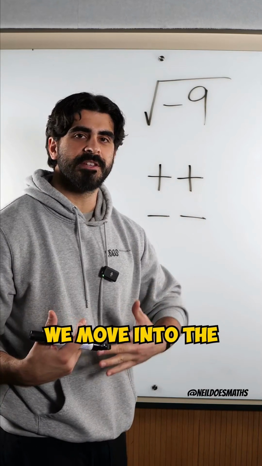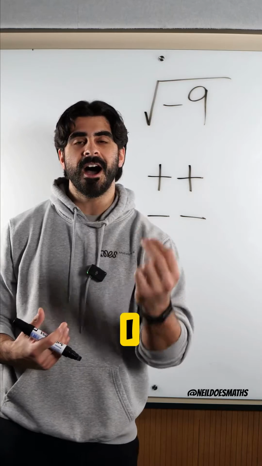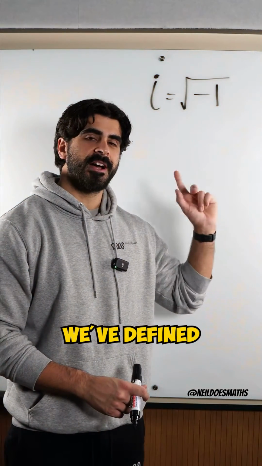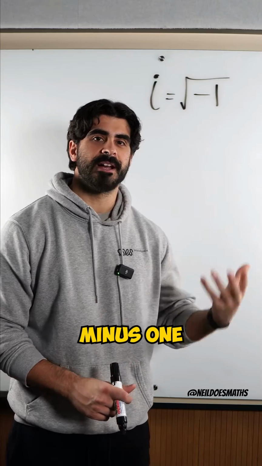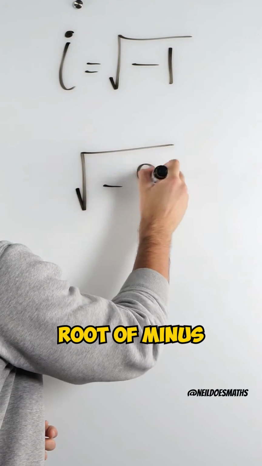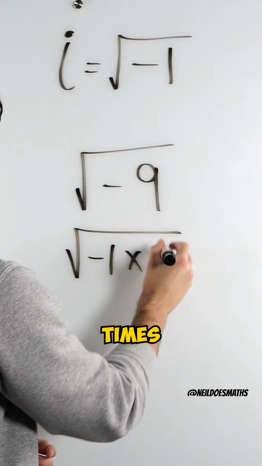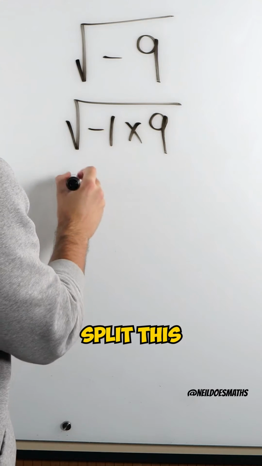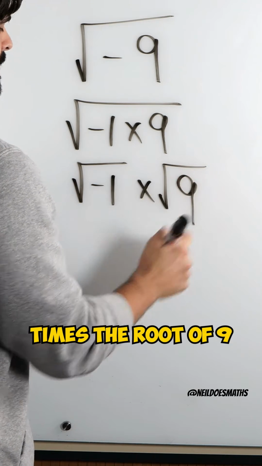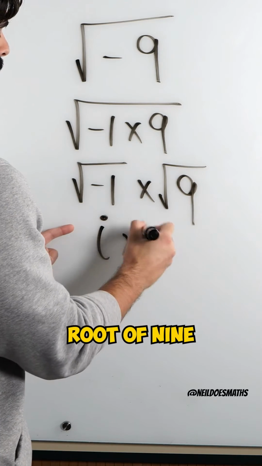Well, this is where we move into the complex domain and we introduce a letter i, which equals the root of minus 1. And now that we've defined this constant i as being the root of minus 1, we can now root negatives. Root of minus 9, I can rewrite as the root of minus 1 times 9. And now I can split this as the root of minus 1 times the root of 9. This is i multiplied by the root of 9, which is 3.